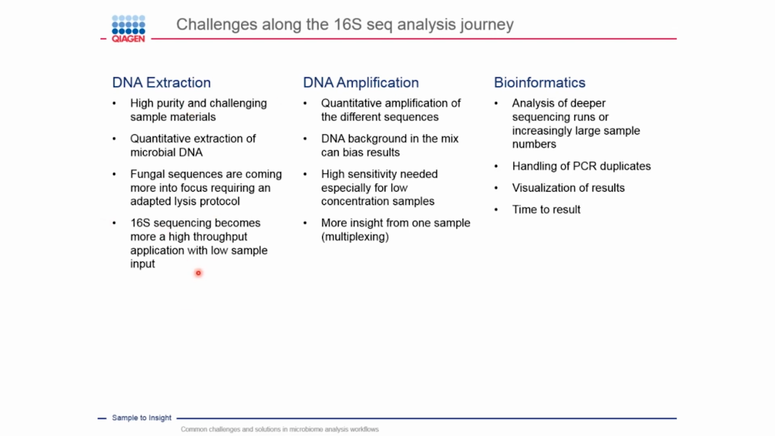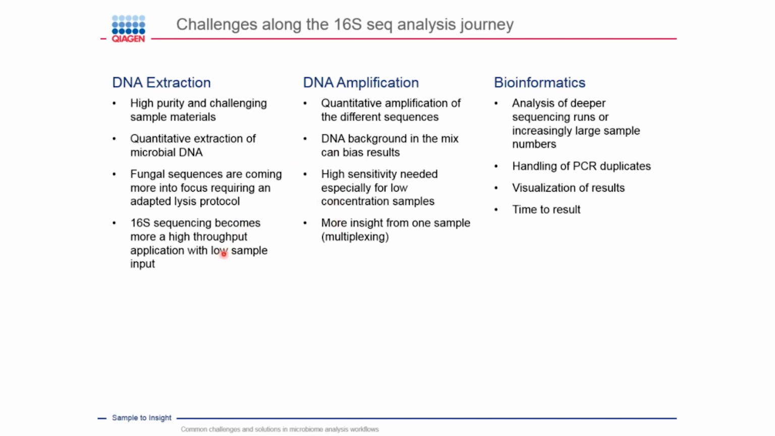So after having your DNA extracted, you want to amplify it. So you have to identify a good PCR solution, which quantitatively amplifies the different sequences. Bacteria can have between 25 and 85% GC content in the genome. So finding an appropriate enzyme which amplifies low and high GC with the same efficiency is a key point here. In addition, especially when you have low input samples, you should have a chemistry which is not giving you 16S DNA background, because this again can bias your results.